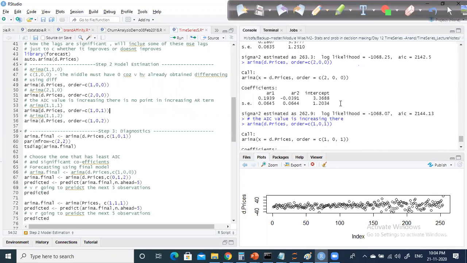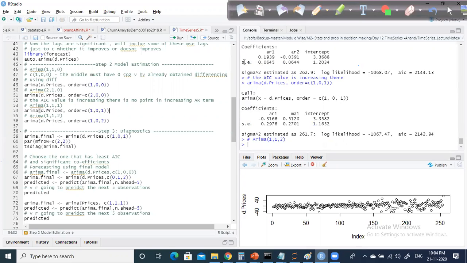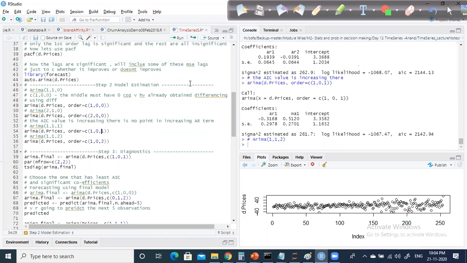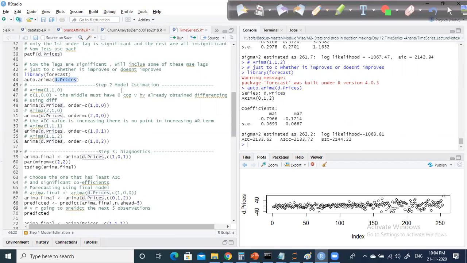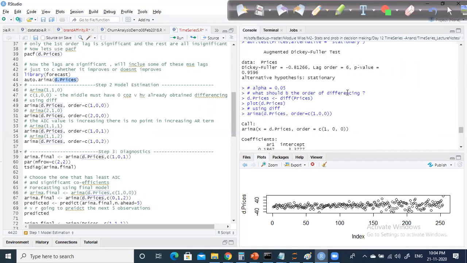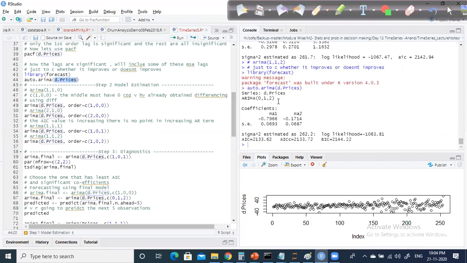So now what we are trying to do is find the optimal values for P, D, Q. Fortunately there is a built-in function available, auto.arima. Here I simply pass the detrended data, which is nothing but the stationary data, to auto.arima. If you look at this AIC value, 2133.62, compared to all the other models it is very low. Hence, it is the best model.